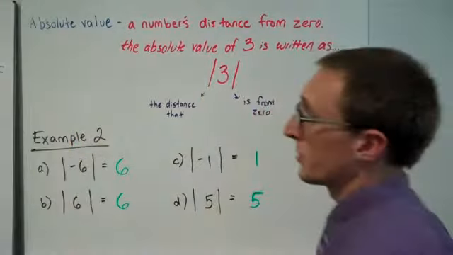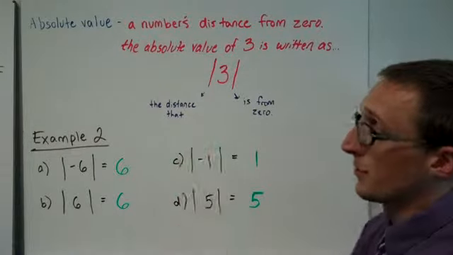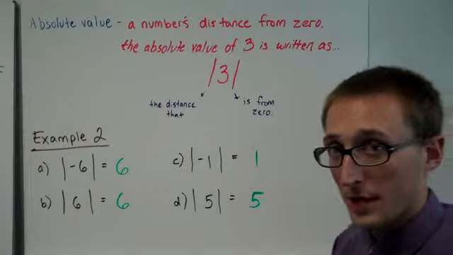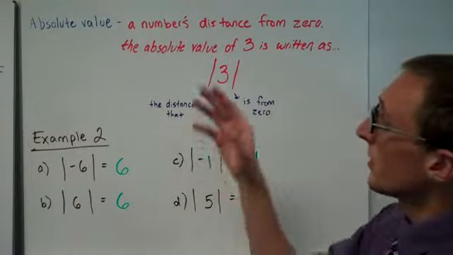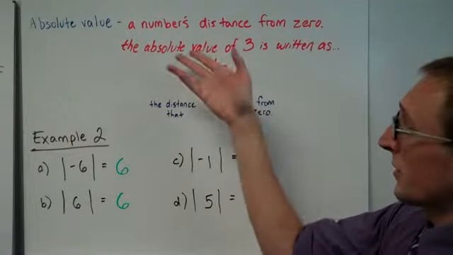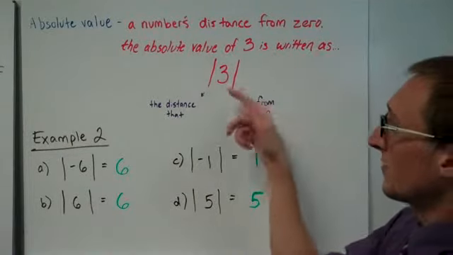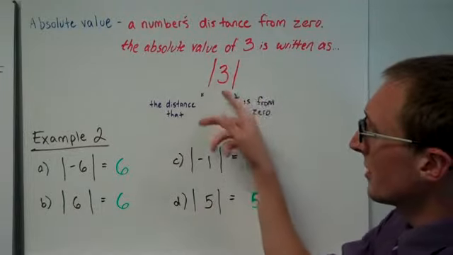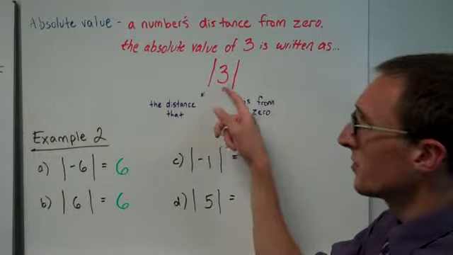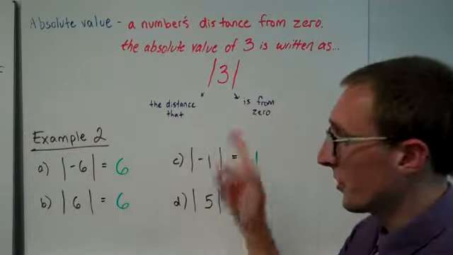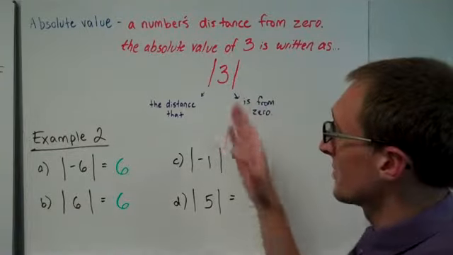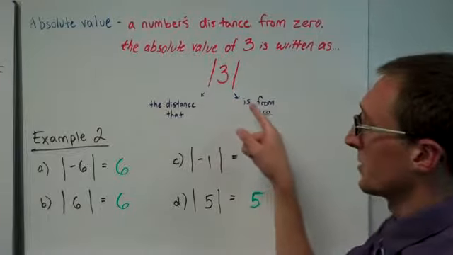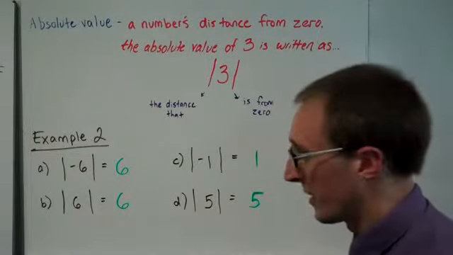One last vocabulary word we need to talk about would be absolute value. Absolute value is a number's distance from 0 on a number line. Now, that sounds kind of funny, but if I said something like the absolute value of 3 is written as this, the bars look weird, but basically all this means is the absolute value of 3, or what is the distance 3 is from 0. To help it out, sometimes I read it as the first bar means the distance that 3, second bar would be is from 0. It helps me remember it a little bit better.